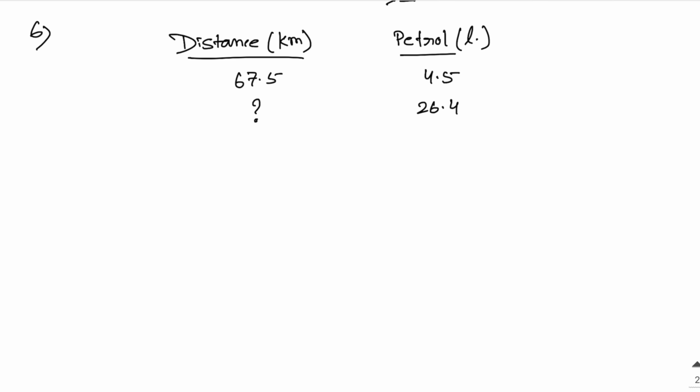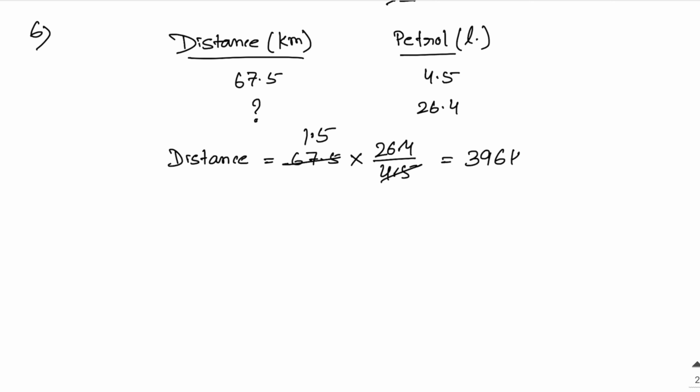As here distance and petrol are in direct variation, first you have to write down the required distance, that equals, first write down 67.5, and as I told you, for direct variation you have to write down the reverse, that means 26.4 by 4.5, so the decimal points cancel out. Now you have 67.5 by 45. So 67.5 by 45 equals 1.5. So 1.5 into 264 equals 396. So 396 kilometers is your final answer.